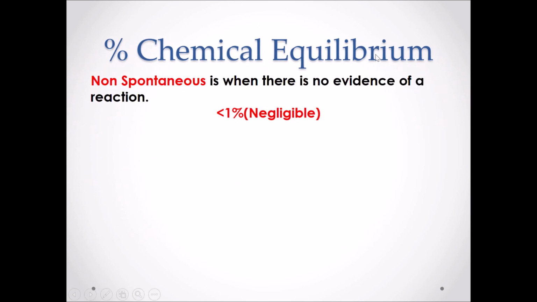Percent chemical equilibrium. This describes how much reactants and products will be formed and whether the reaction is at equilibrium or is not. First, we have a non-spontaneous reaction, and this is where there is no evidence of a reaction at all, meaning that we will essentially form no products. This will not be in equilibrium.